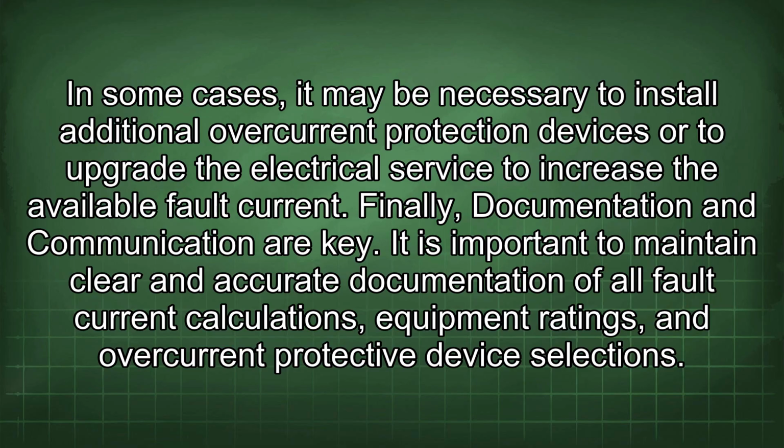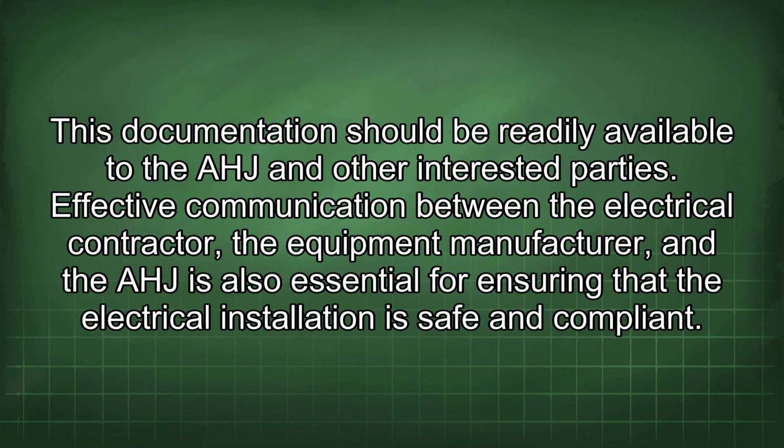Finally, documentation and communication are key. It is important to maintain clear and accurate documentation of all fault current calculations, equipment ratings, and overcurrent protective device selections. This documentation should be readily available to the AHJ and other interested parties. Effective communication between the electrical contractor, the equipment manufacturer, and the AHJ is also essential for ensuring that the electrical installation is safe and compliant.